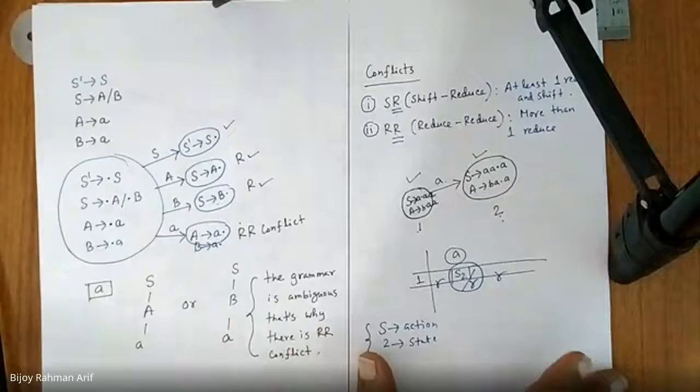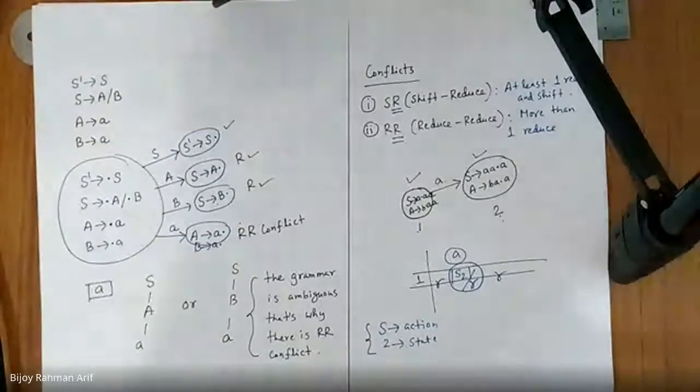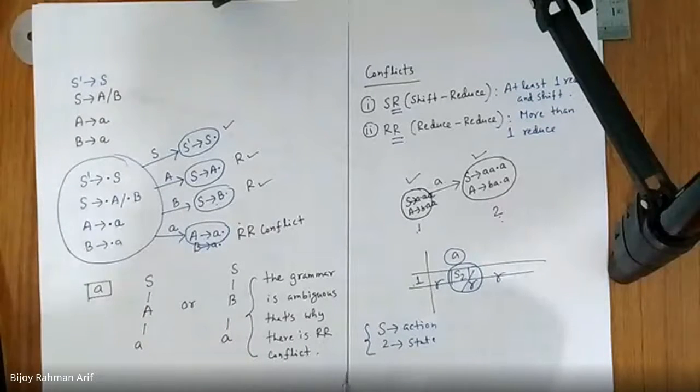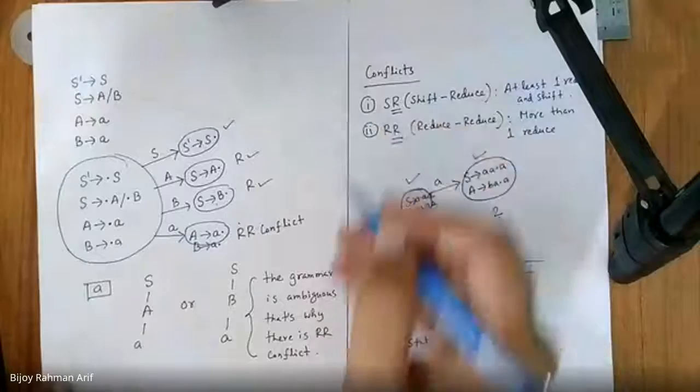Is it clear to you? Okay. Now let's come back to another important point. Whenever the grammar is ambiguous, what can we conclude actually? There is an SR or RR conflict.